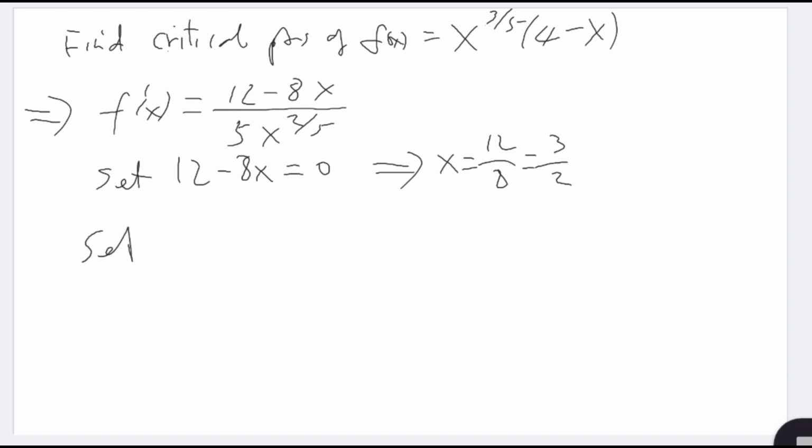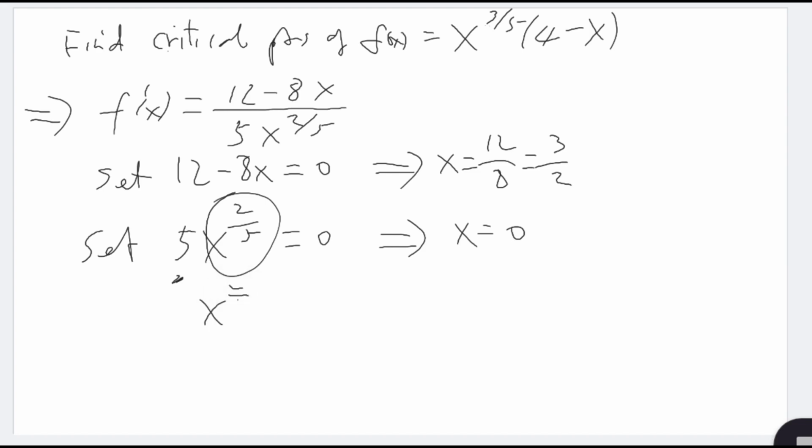We also, in this case, need to set the bottom to 0. And then we find 0. The 5, you don't touch it, it's a constant. So just this part, you would divide by 5, and you would have x raised to 2 over 5 equal to 0, and then raise both sides to the 5 halves power, and then the left side becomes x, and the right side is 0. That's why you get 0.